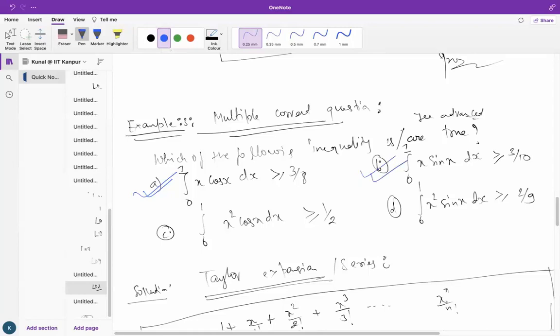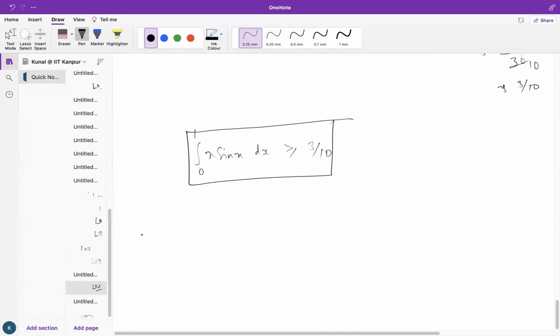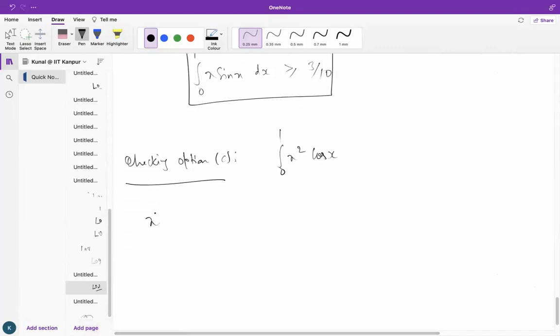Right. Let's move on to check option C. This time x square. Okay, no problem. So checking option C, we are integrating from 0 to 1 x square cos x. So we all know that we can write x square cos x as x square times 1 minus x square by 2 factorial up to infinity. But we have to just take the two terms for lower estimation. So when we integrate x square cos x dx from 0 to 1, it will be equal to x square minus x4 by 2, integrating from 0 to 1.